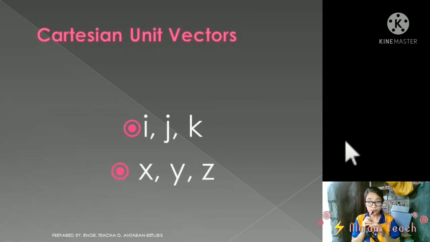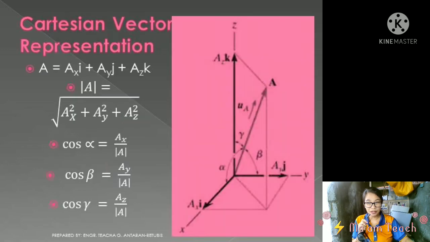Okay? Now we have to integrate this direction into our rectangular components. We will simply attach i to our x component, j to our y component, and k to our z component, and it will look like this. So instead of having A_x plus A_y plus A_z, we will now have A_x i here.